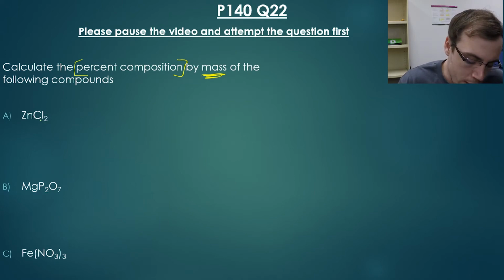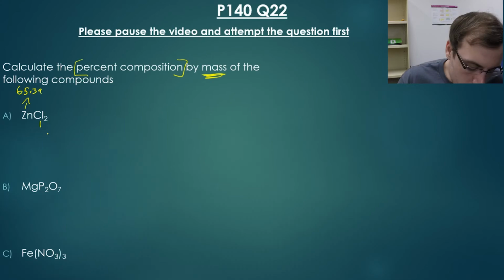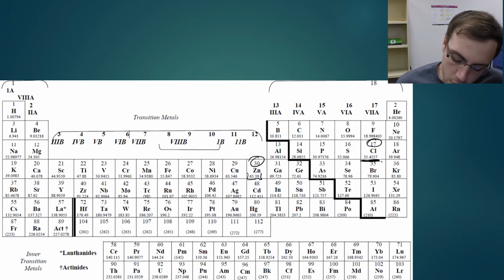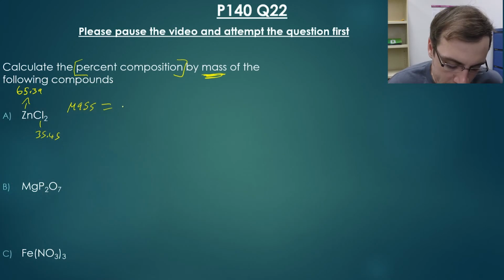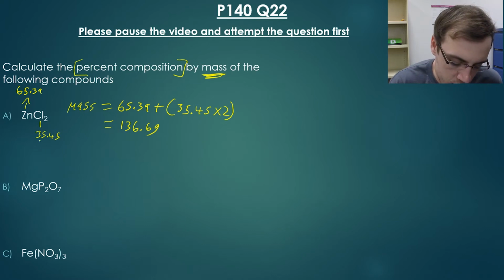So again, we need to look at the molar masses for each of these. We look for zinc, and we can see zinc over here at 65.39. And now we look at the molar mass for chlorine, and we can see chlorine over here at 35.45 grams per mole. And the total mass is going to be 65.39 plus 35.45 times 2. So the total mass will equal 136.6 grams. So that's how much our total substance weighs.